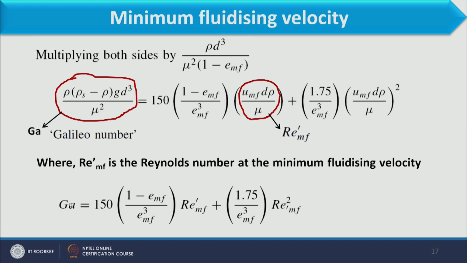So, the final equation should be GA, that is Galileo number, equal to 150 (1 minus EMF) by EMF square, that is already dimensionless, times the Reynolds number, and this factor we have kept as it is, and further this factor will be equal to the Reynolds number square at minimum fluidization condition. So, you see it is in terms of dimensionless groups.